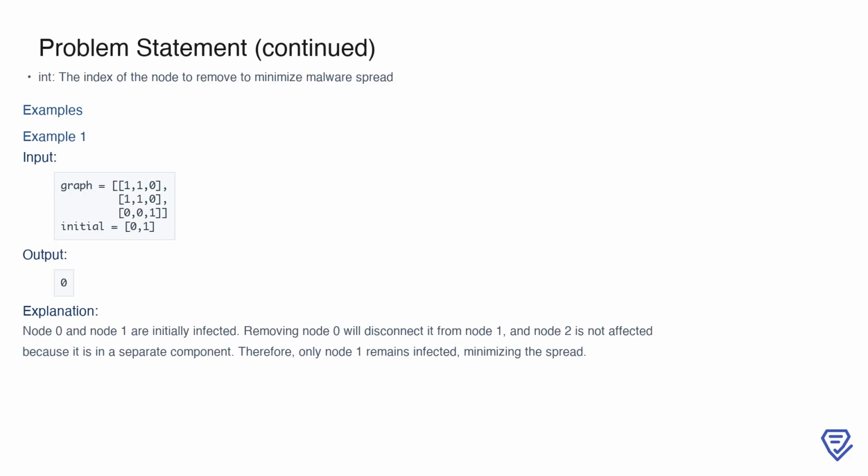In the first example, the graph is a 3x3 matrix where nodes 0 and 1 are directly connected, but node 2 is isolated in a separate component. The initially infected nodes are 0 and 1. If you remove node 0, the connection between nodes 0 and 1 is severed, and node 2 remains unaffected as it is in a separate component. This leaves only node 1 infected, which is the minimal spread we can achieve. Therefore, the optimal node to remove in this case is node 0.